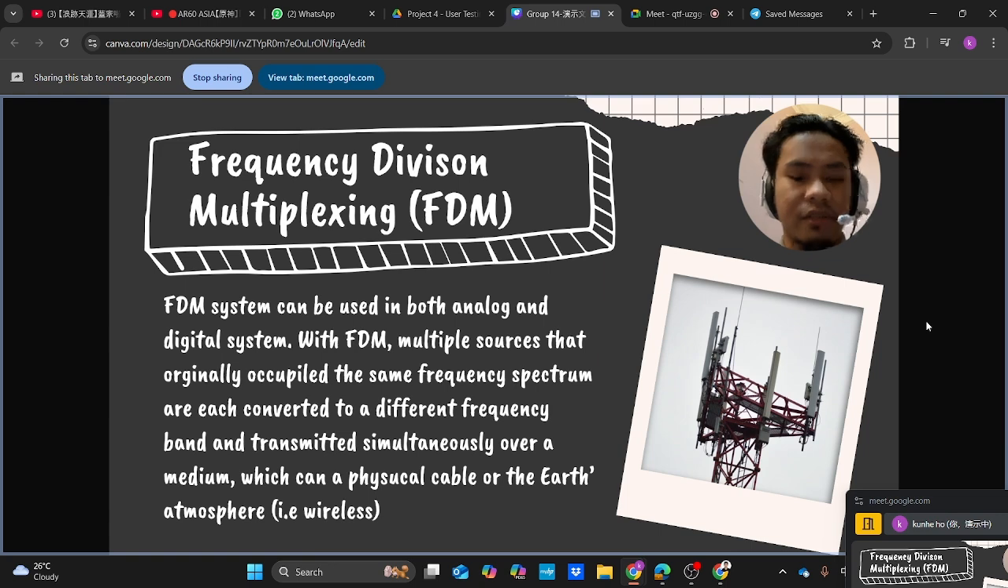Using FDM system has few advantages, of course, which includes simpler technology as it's easier to implement, but of course has few limitations, which are limited bandwidth, which limit the number of users that can share the channel.